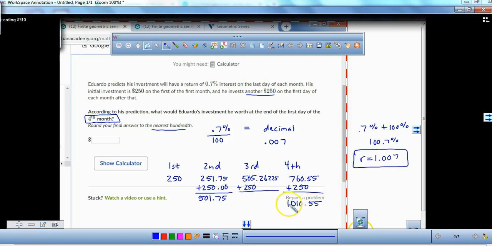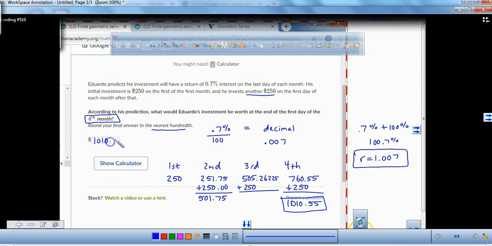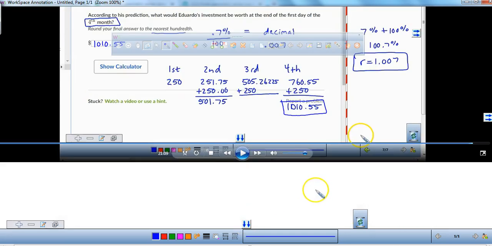Okay, so this final answer that we got, which we're going to write right here, $1,010.55. This was the slow method. We're going to talk to you about how to use sigma notation to do this exact same process. So what I'd like you to do is write sigma notation.